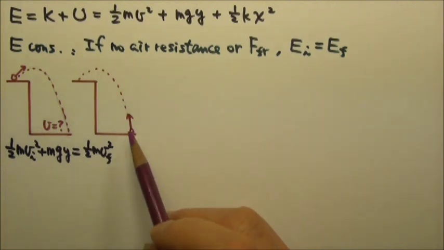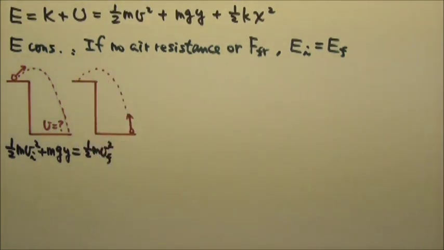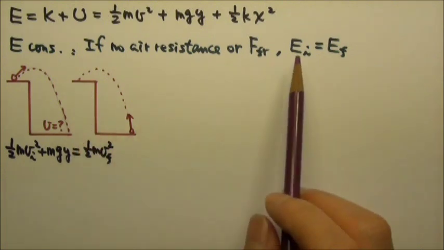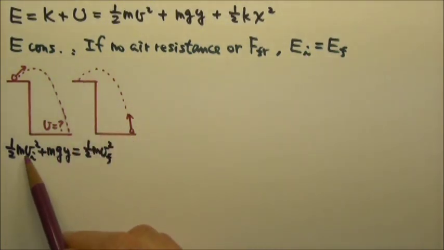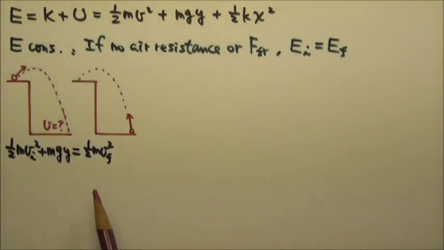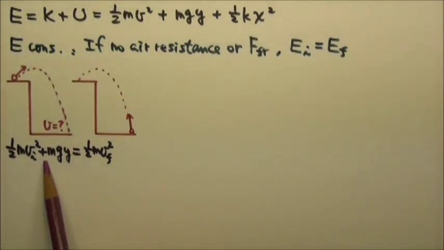Or we can have a projectile that's shot down low and then lands up high. In that case, we do the same thing. Over here, we have kinetic energy. Up there, we have kinetic energy and potential energy. We set these two sides equal to each other and then solve for our unknown.